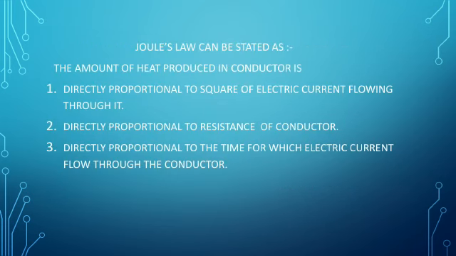Now, Joule's law can be stated as: the amount of heat produced in a conductor is, first, directly proportional to the square of electric current flowing through it. Second, directly proportional to the resistance of the conductor. Third, directly proportional to the time for which electric current flows through the conductor.